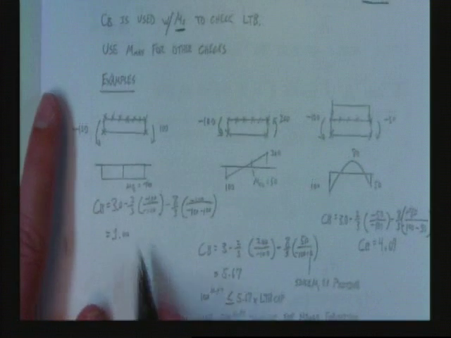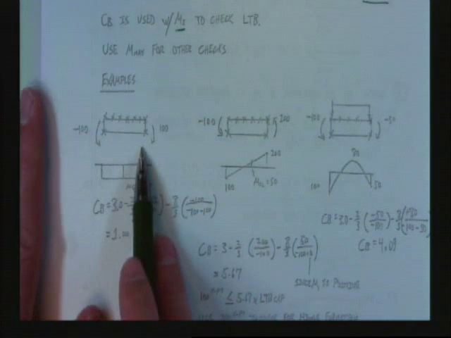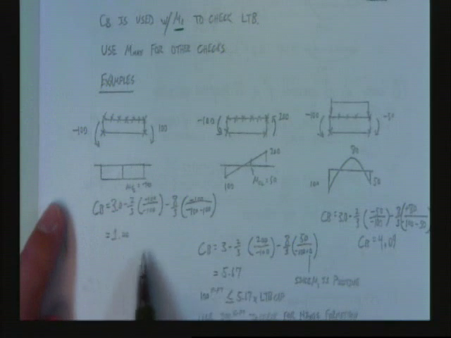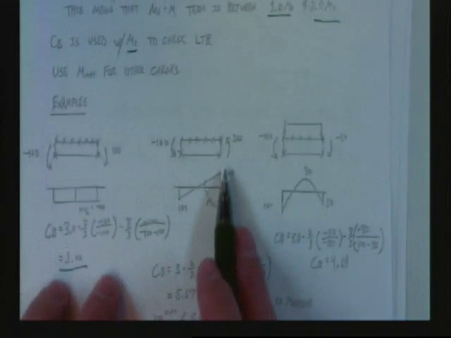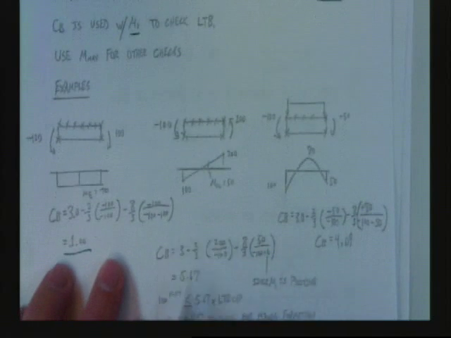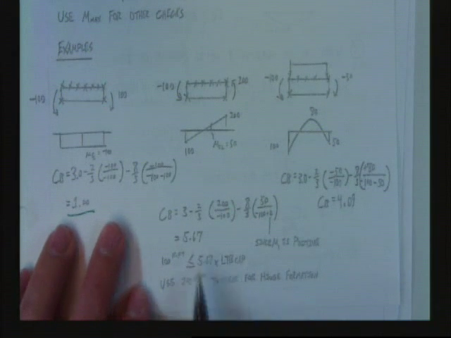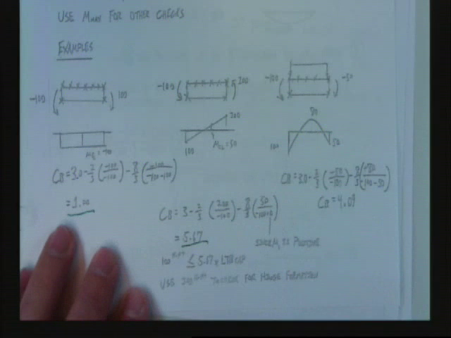Okay. And then there are some examples, which we're not going to go through, but here's the one with a negative moment on both sides. And look, I got a C sub b equal to 1. Hey, it's the same as the equation. So now I have a negative moment on one side and a positive moment on the other side. It looks something like that. Calculate a C sub b factor. I get 5.67.